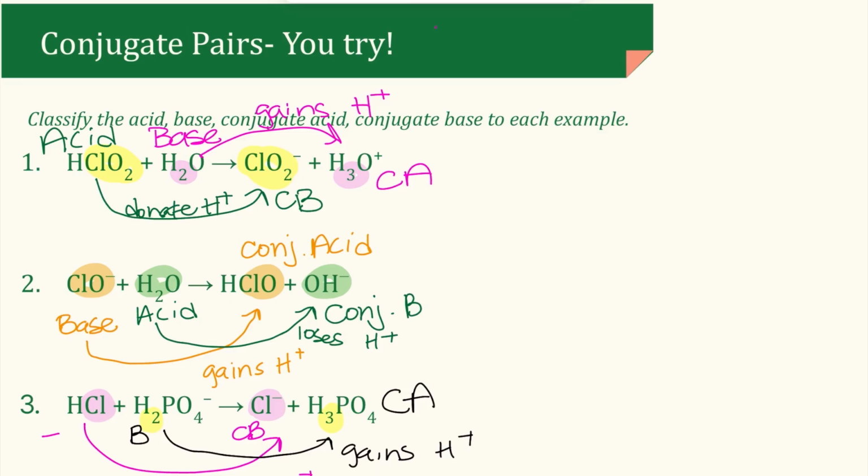All right, here are the answers for these. We've got the base is ClO minus plus H2O is our acid, with that HClO as the conjugate acid and the OH hydroxide ion as the conjugate base. And then we've got our acid, that HCl, with the H2PO4 as our base. That HCl loses the hydrogen to become the conjugate base of chlorine, and then that H2PO4 gains the hydrogen to become the conjugate acid.